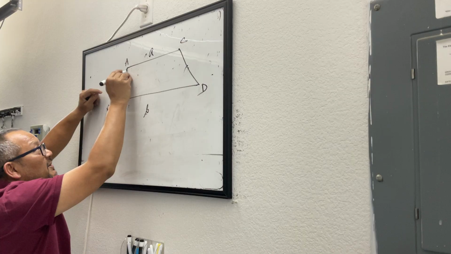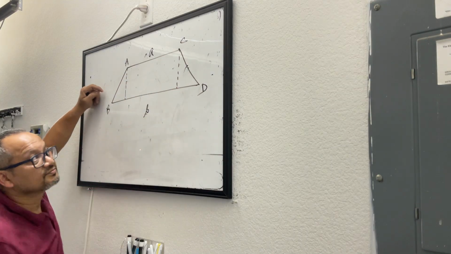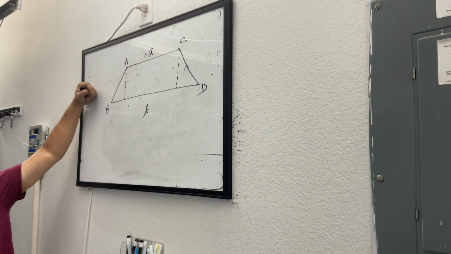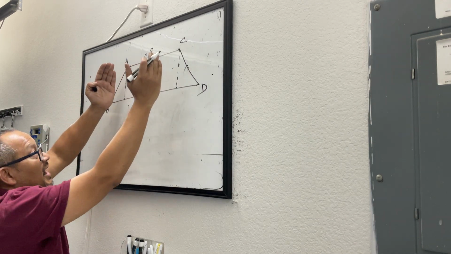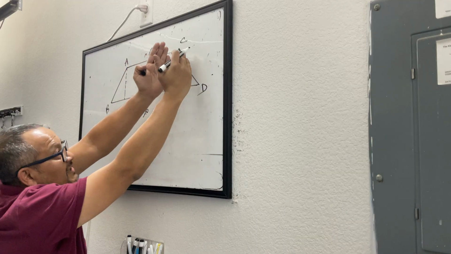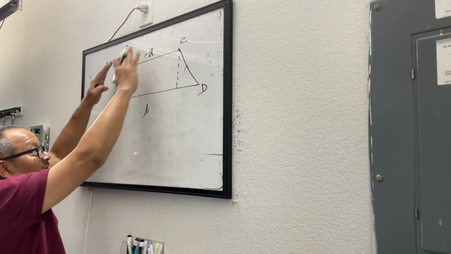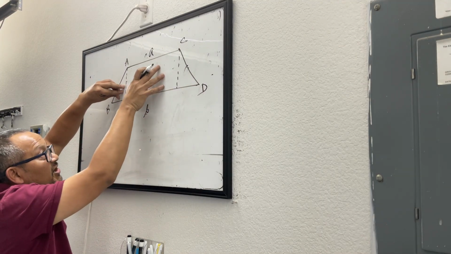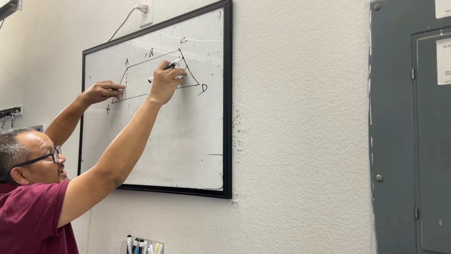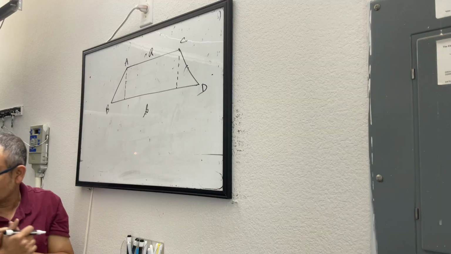If I drop a perpendicular from here to here, what do I see now? I see one triangle, right angle triangle. I see a rectangle here and then I see another right angle triangle. So, if I have to find out the area of this trapezoid, I can find out the area of this guy, plus area of this guy, plus area of this guy. When I add all the three together, that will be my area of the trapezoid. Correct?